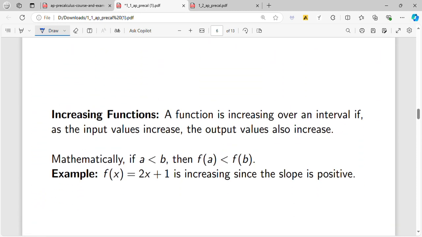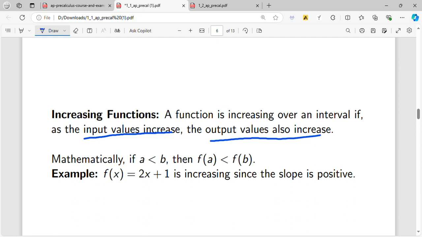So now let's look at the definition of increasing functions. A function is increasing over an interval if, as the input values increase, the output values also increase. Mathematically, if a is less than b, then f of a is less than f of b.